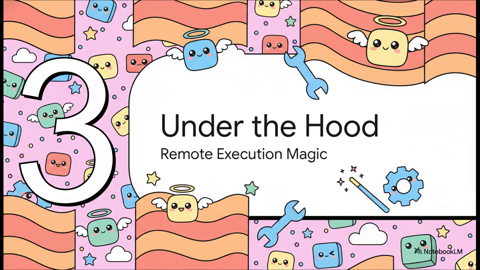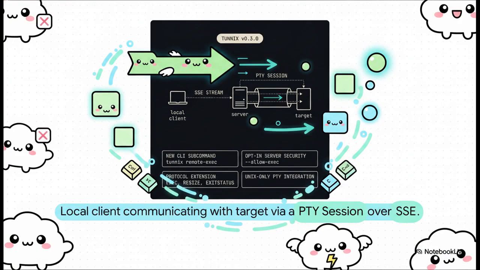Moving on to Section 3, under the hood. Let's break down how this remote execution magic actually works. Now, what's really interesting about this slide is the architectural flow. You can see the local client establishing that standard SSE stream right to the server. But now, we have this green arrow representing a dedicated PTY session tucked inside the tunnel. When you run remote-exec, the client actually forces your local terminal into raw mode to capture your direct keystrokes, like if you hit Ctrl-C.